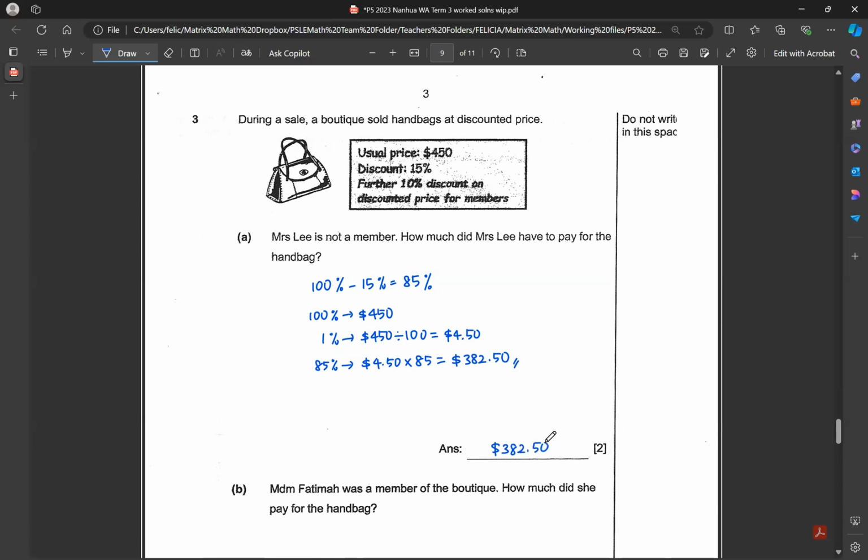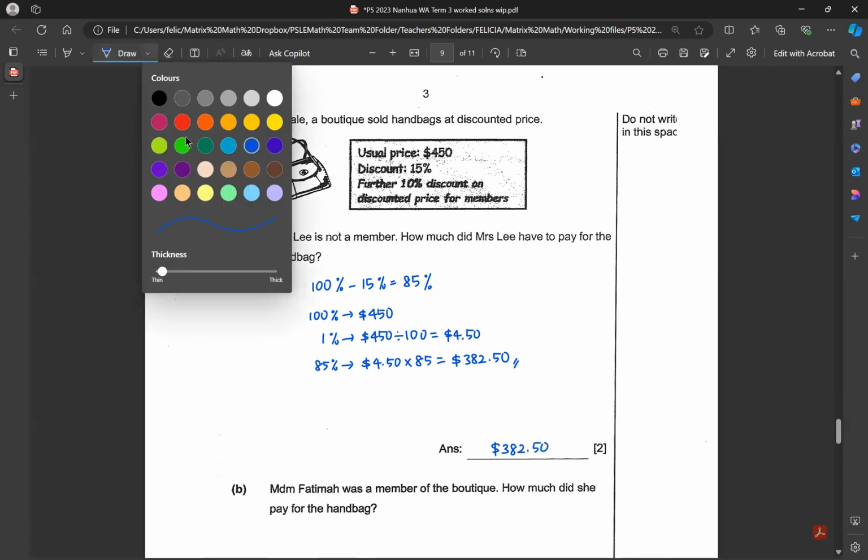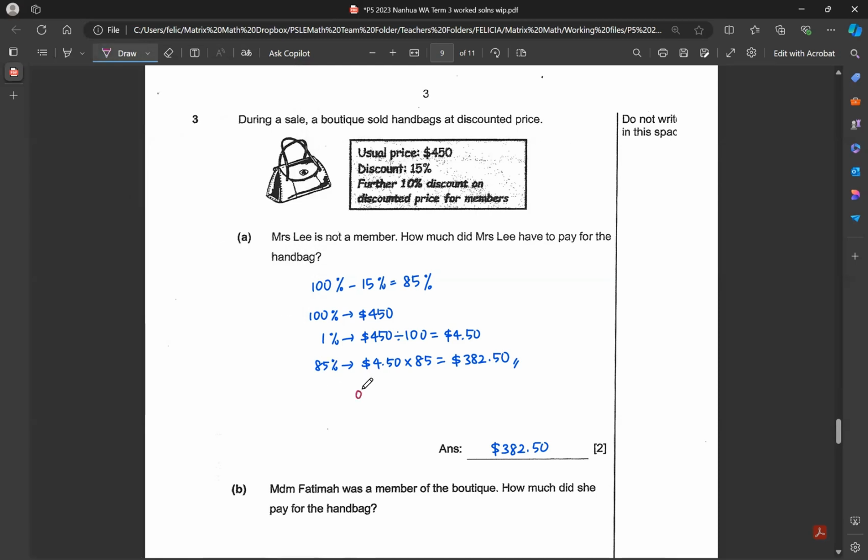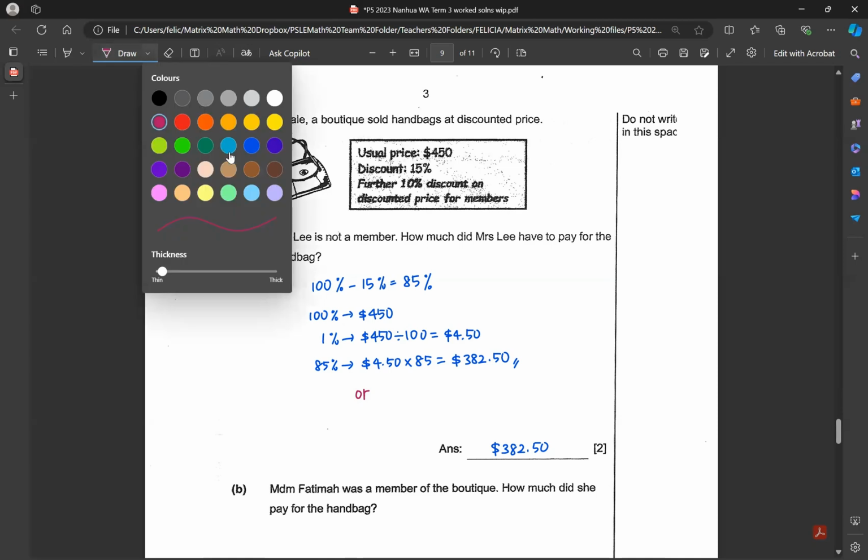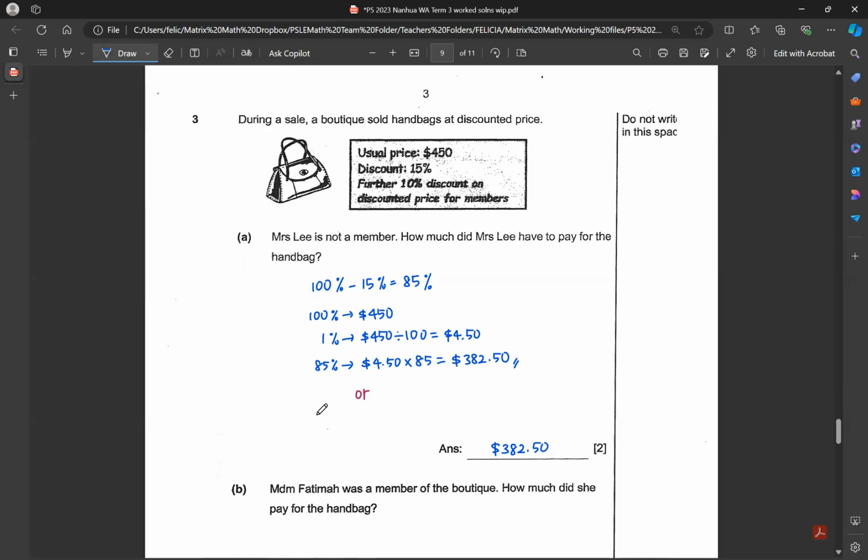For those of you who prefer the other method, sure, I'll show it to you. You can use your 85% as a fraction, 85 over 100, times the usual price, times the $450, which works out to be the same answer.